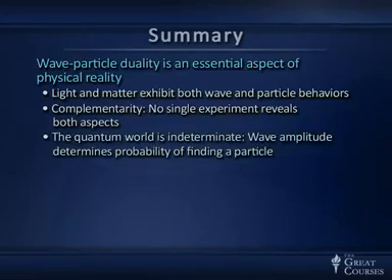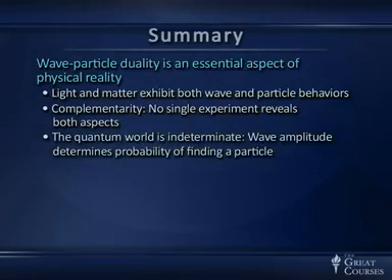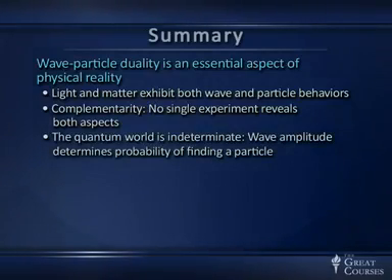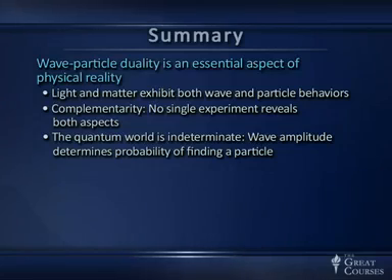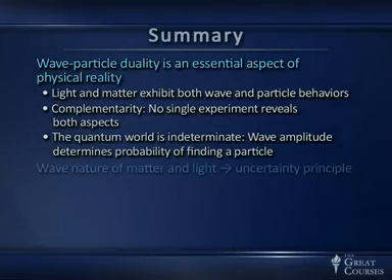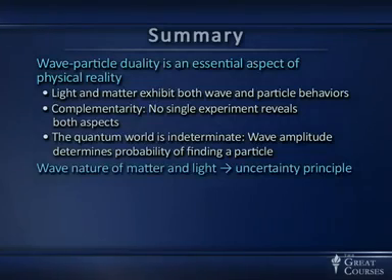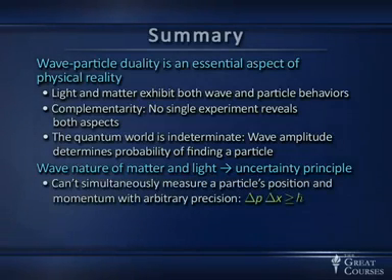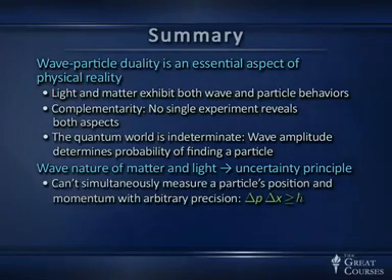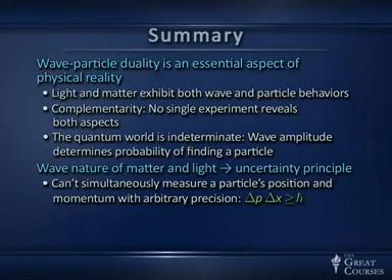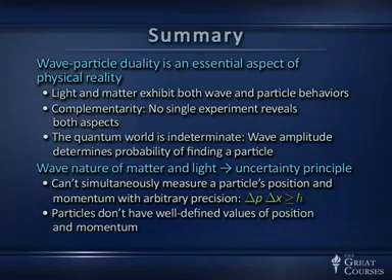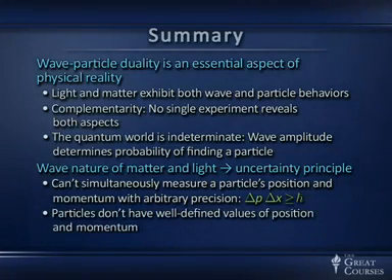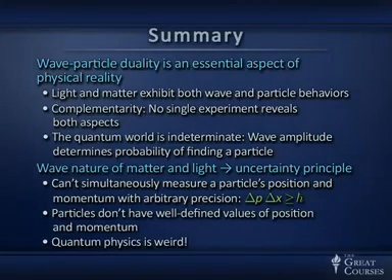The quantum world is indeterminate. The amplitude of the waviness determines the probability of finding particles, but not definitely, deterministically. You're more likely to find the particle here, less likely to find it here, but you might find it in either place. The wave nature of matter and light leads to the uncertainty principle. The uncertainty principle tells us there are these properties, momentum and position, energy and time, that we can't measure simultaneously. The product of their uncertainties has to be bigger than some quantity on the order of Planck's constant. Particles don't have well-defined values of position and momentum, and quantum physics is really, really weird.